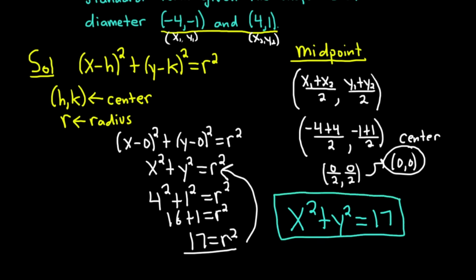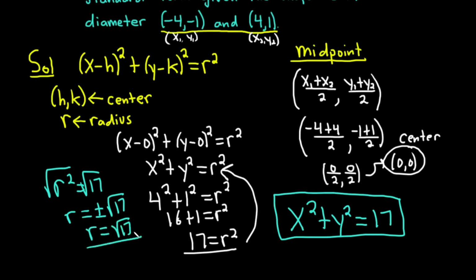If you wanted to find the radius, you would solve the equation r squared equals 17 for r. To do that, you would take the square root of both sides. And because r is squared and you're taking the square root, you do get a plus or minus. So you get plus or minus the square root of 17. However, r is a radius, so it has to be positive. R would be the square root of 17.